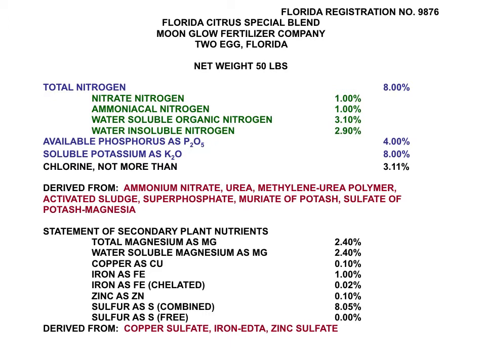Ammonium nitrate, urea, methylene urea polymer, that's a coated product, activated sludge, sewage sludge, that's a natural organic form of nitrogen, superphosphate, muriate of potash, sulfate of potash, magnesia. You probably won't care to remember all those details. And this particular fertilizer has several other of the secondary plant nutrients, magnesium, in different forms of it, copper, iron, zinc, sulfur, etc. And it tells you where they came from.